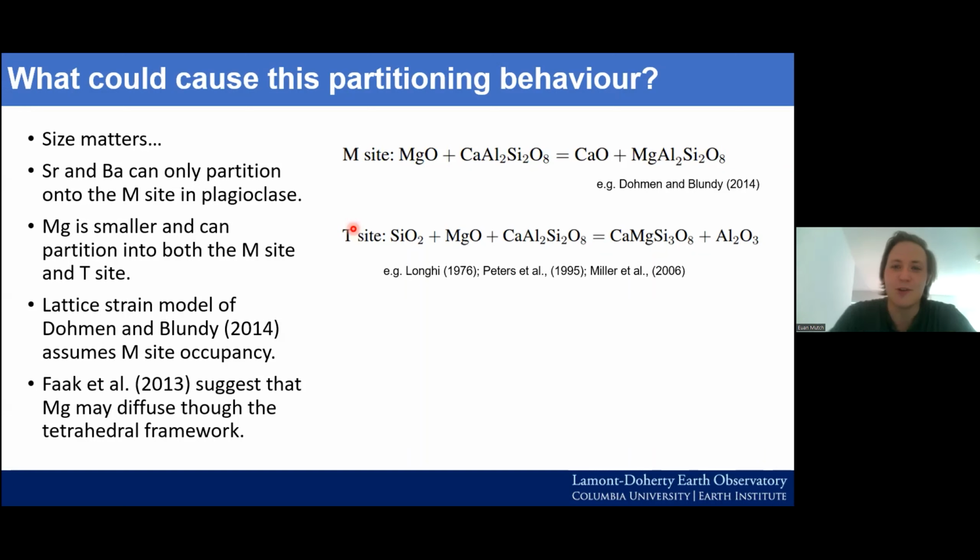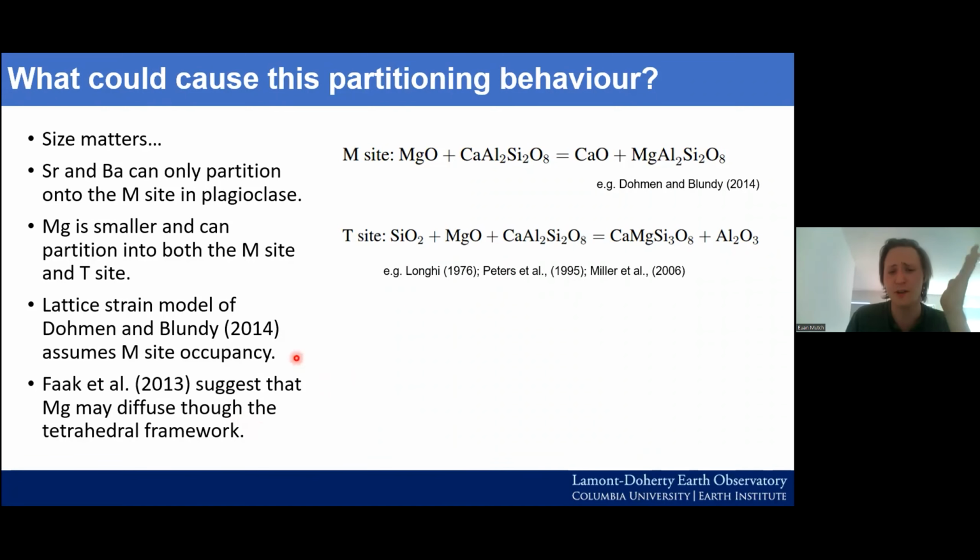And I mean, this is not new or revolutionary. We've kind of known this for a long time, and people have proposed different reactions for these substitutions. So here's an example for the M site. Here's an example for the T site. And people have also proposed that maybe magnesium can diffuse through the tetrahedral framework in plagioclase. And this might be why there's an activity of silica dependence based on the Fack et al.